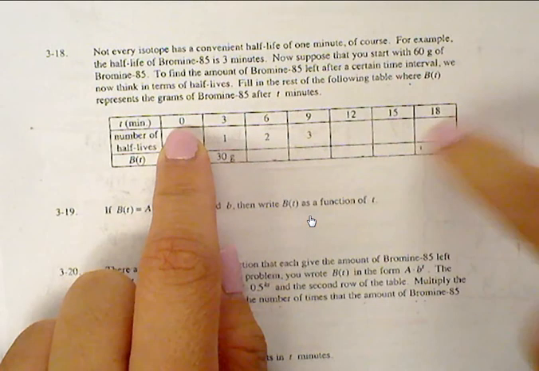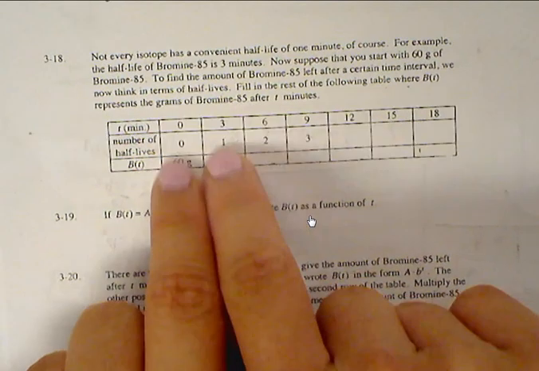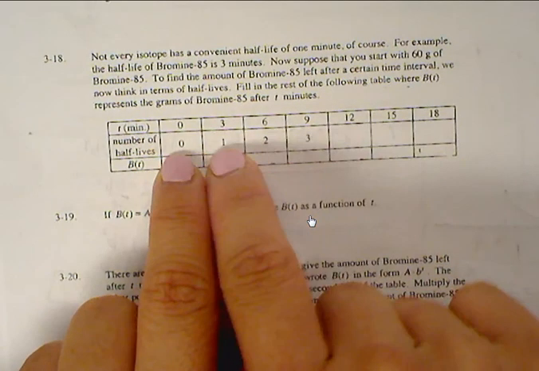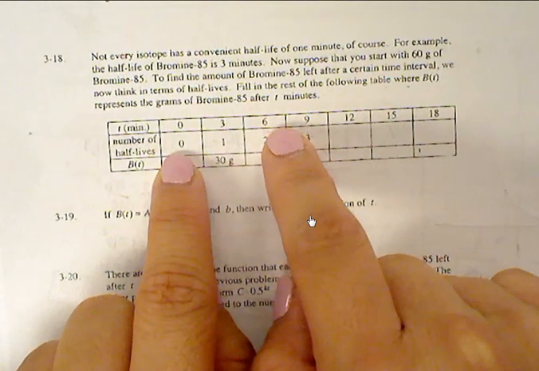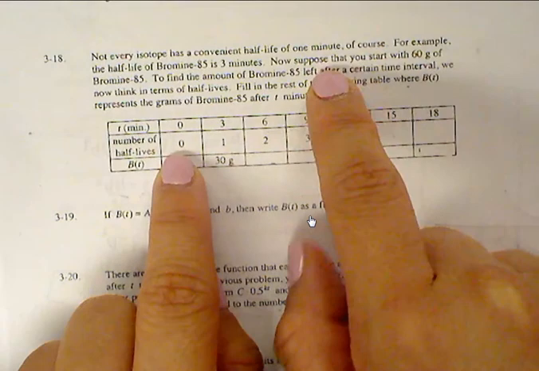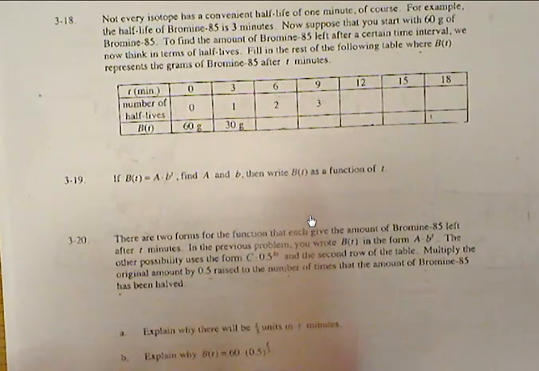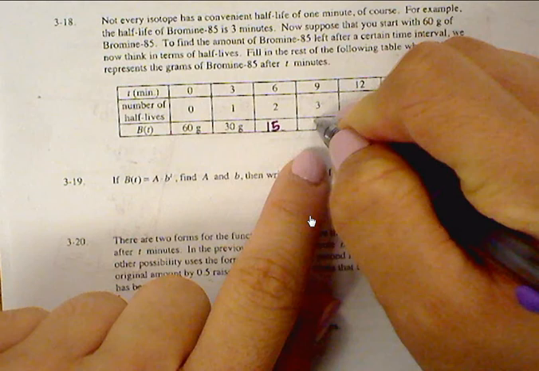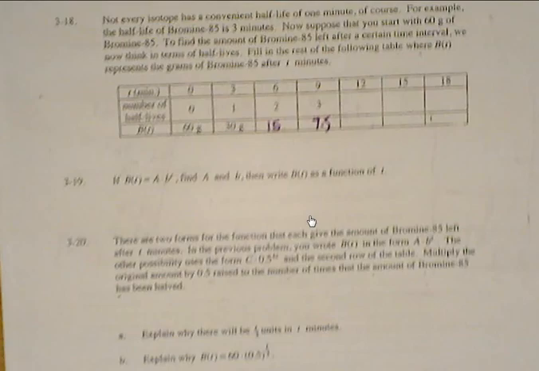Okay, so technically, we can count how many half-lives happened. So after 3 minutes, how many half-lives have we had? 1. After 6 minutes, how many half-lives? 2. After 9 minutes? 3. Okay, so let's fill it out together. So after 6 minutes, it's 2 half-lives. So now what is it? 15 grams, and then 7.5, and then what's half of 7.5? What's half of 7? 3.5. What's half of 0.50?